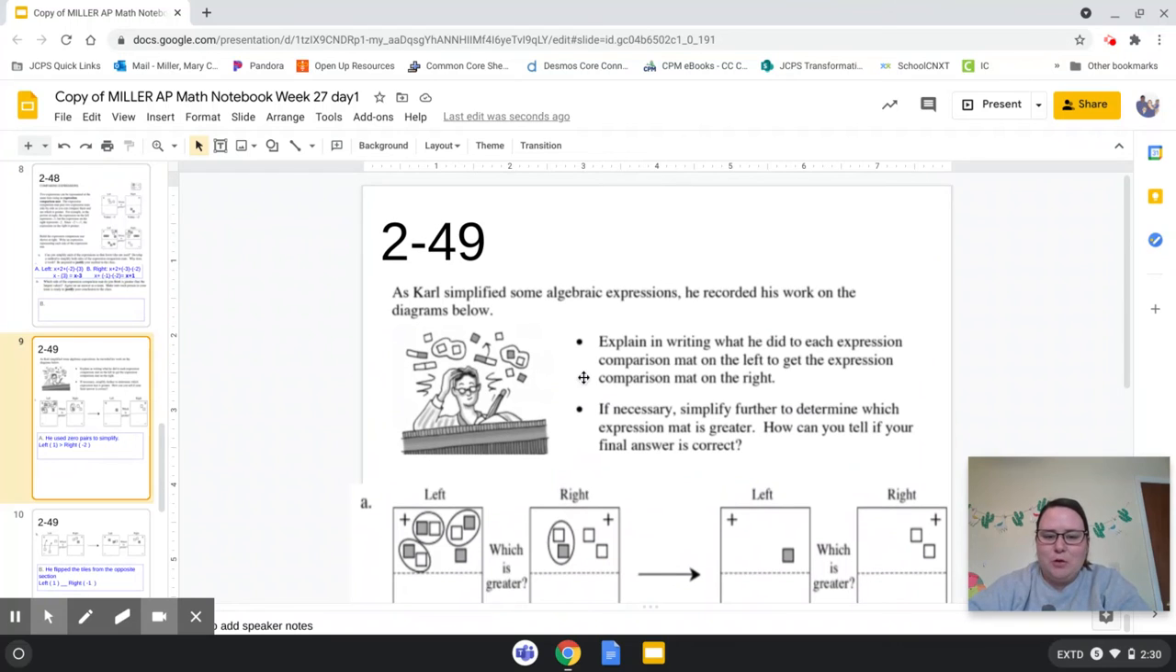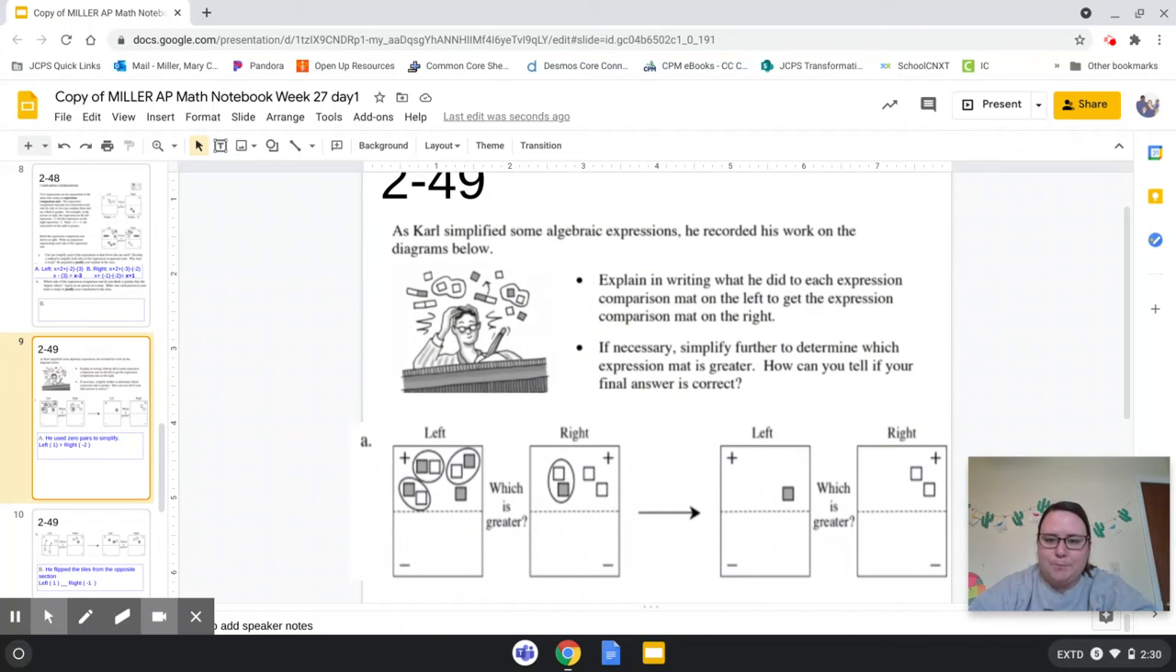Okay, problem 249. Our good friend Carl simplified some algebraic expressions. He recorded his work on the diagrams. So we are just identifying what's going on here. How did we know what he did and why?